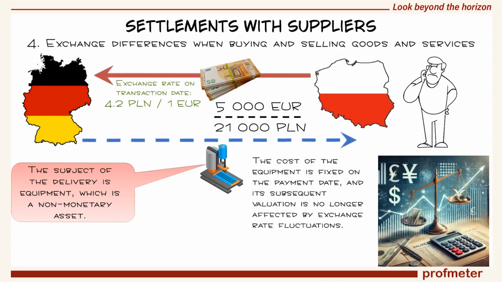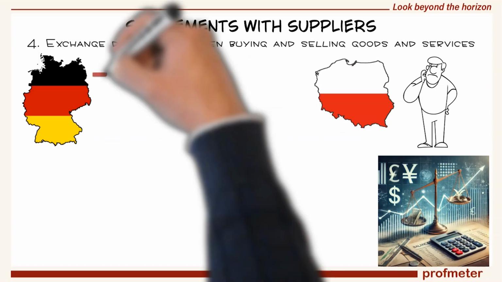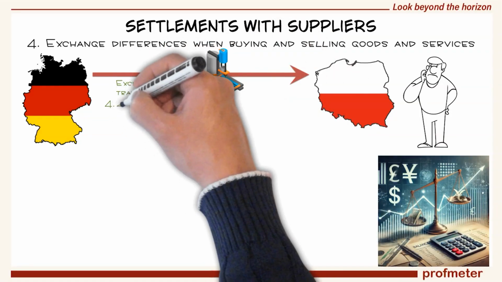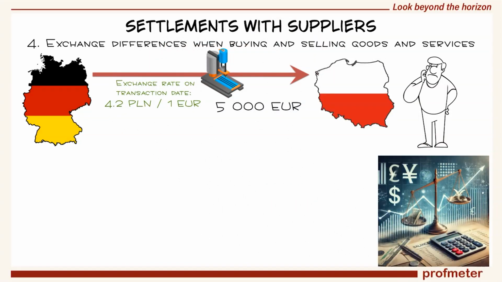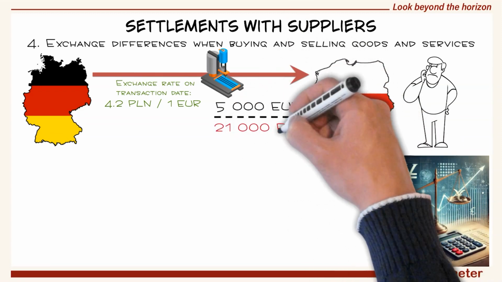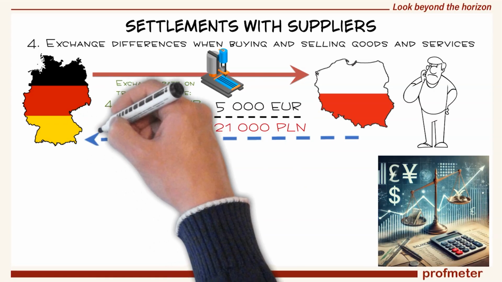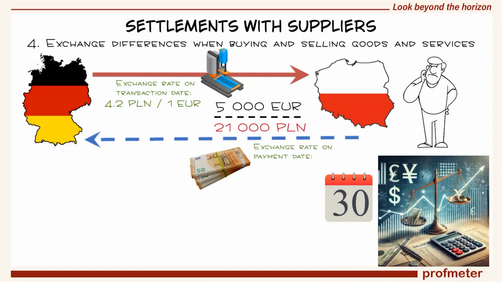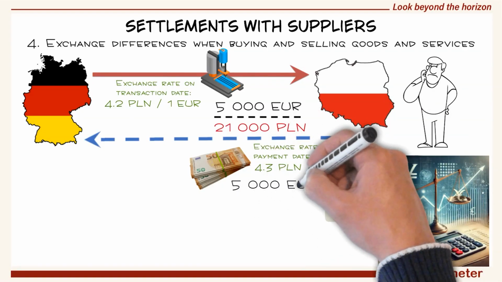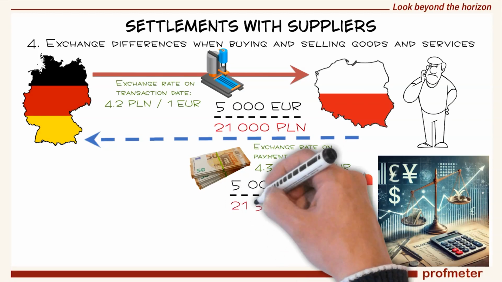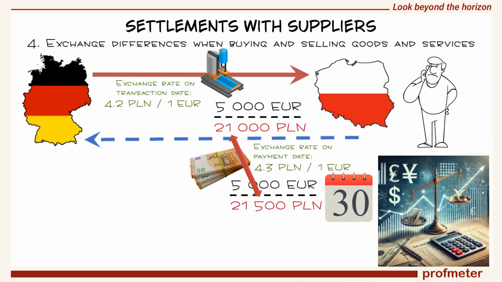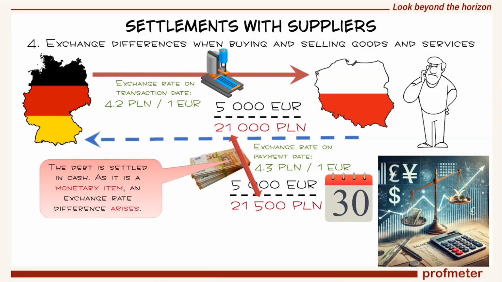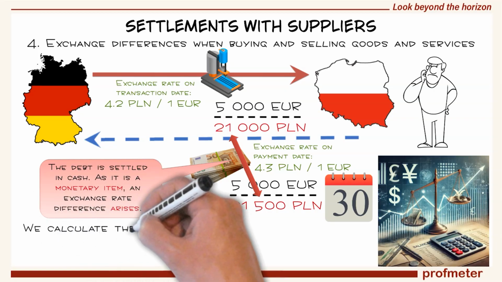Let's consider the same case, but with one important difference. Payment occurs after receiving the equipment. On the date of receipt of the equipment, the rate was 4.2 zlotys per euro, and in the accounting records it is reflected in fixed assets in the amount of 21,000 zlotys. However, the payment to the supplier was not made immediately, but a month later. During this time, the euro rate changed to 4.3 zlotys per euro. This means that the actual payment has already amounted to 21,500 zlotys. And the debt to the supplier is a monetary item, since it is expressed in foreign currency, and therefore is subject to recalculation. Therefore, we must reflect the exchange rate difference.